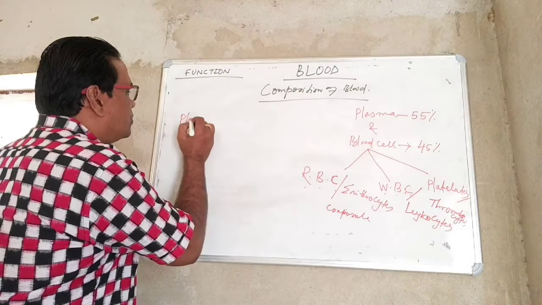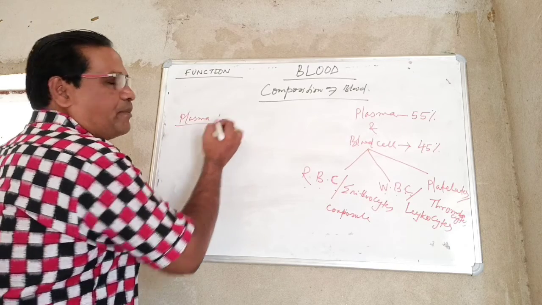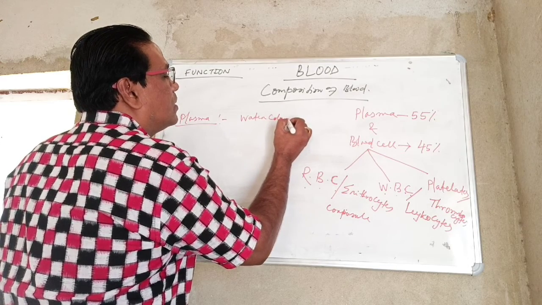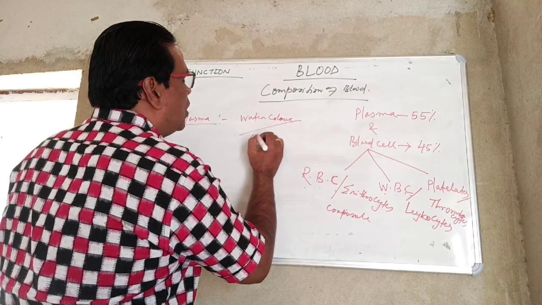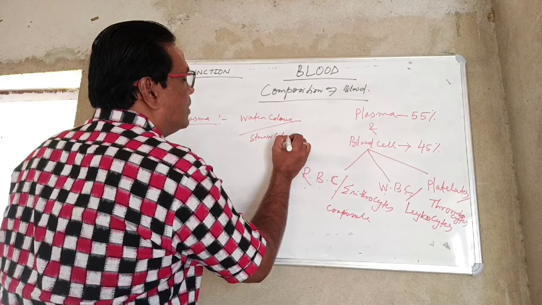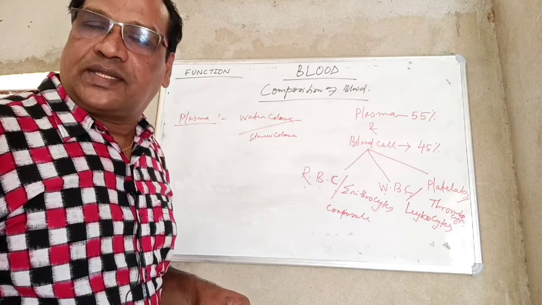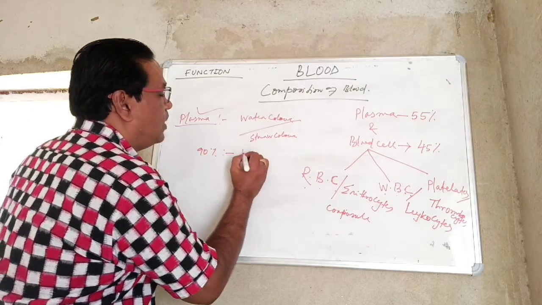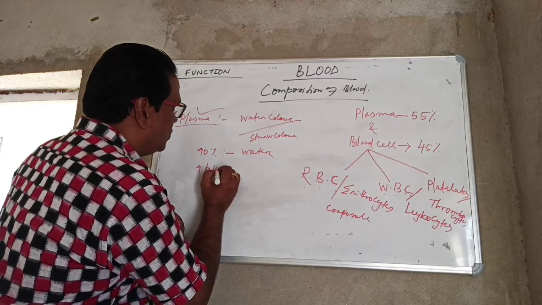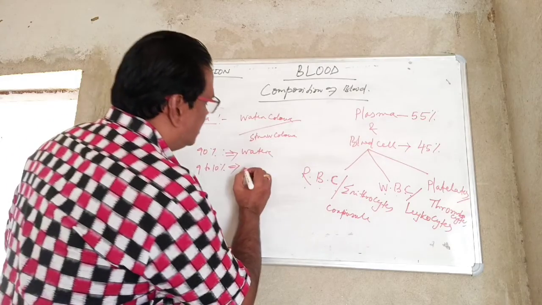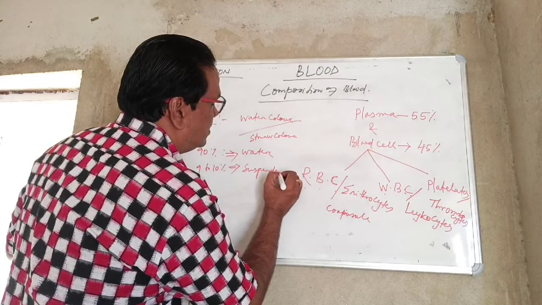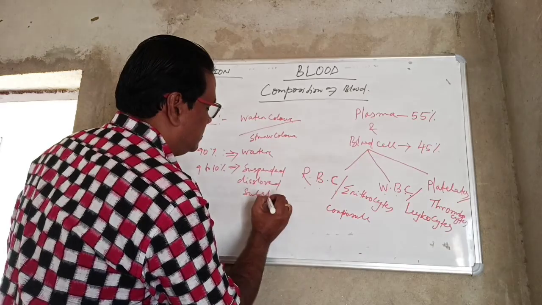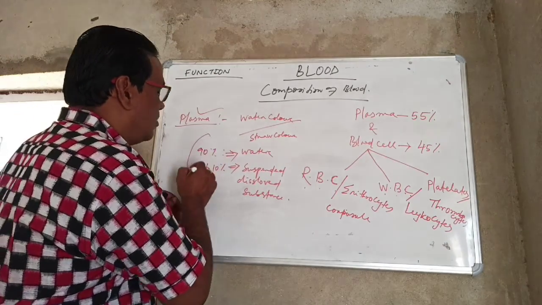So regarding plasma, I want to discuss with you. The color of plasma is like water, or straw color. Straw color liquid substance. The composition of this plasma is 90% water, and 9 to 10% is suspended, dissolved substances. So these are the composition of plasma.